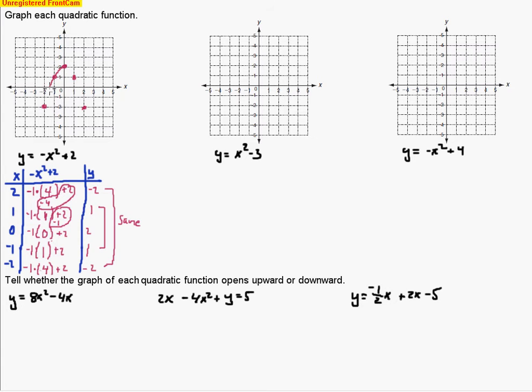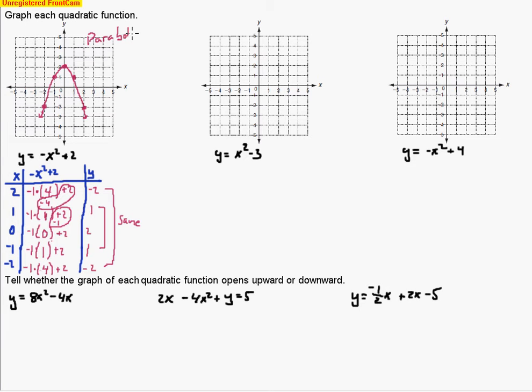My graph is a U-shaped graph. And notice that it has symmetry. Symmetry is when it's the same on another side. And it's symmetrical about this y-axis in this case. And so we've got a name for this graph. This graph is called a parabola.